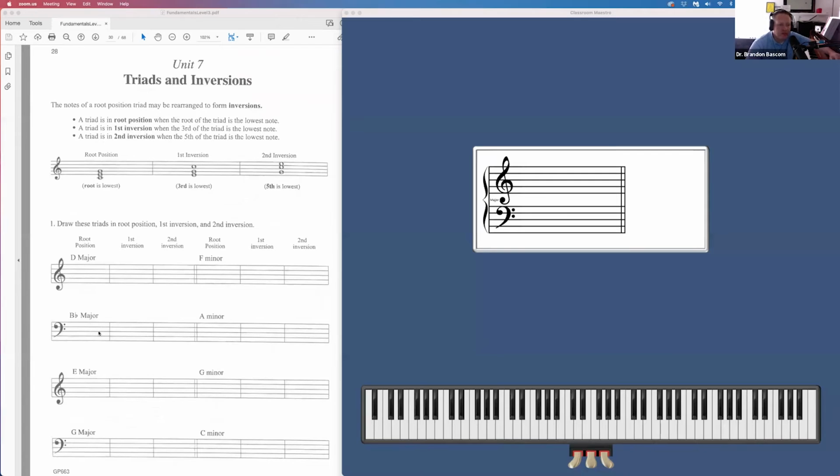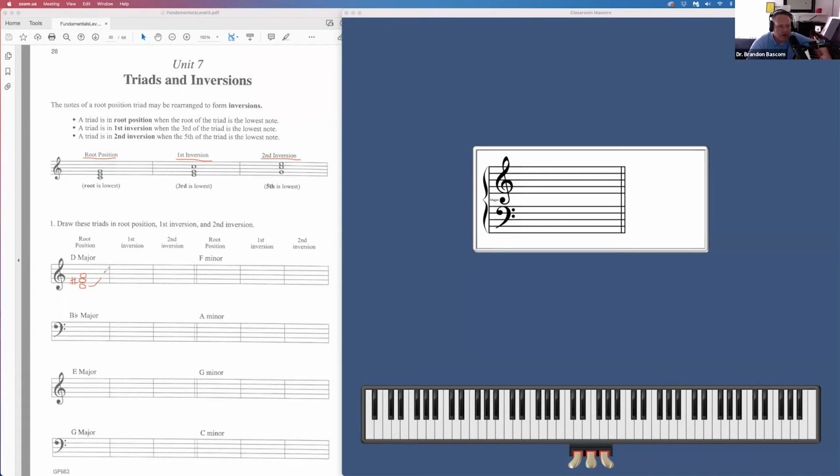On to Unit 7, reviewing our triads and inversions. Remember that if they are all stacked line, line, line, or space, space, space, we are in root position. If Olaf loses his head, we are in first inversion, and if Olaf loses his butt, we're in second inversion. So we are just writing out our triads. Don't forget to give me the accidentals. Don't give me a key signature. I want accidentals.